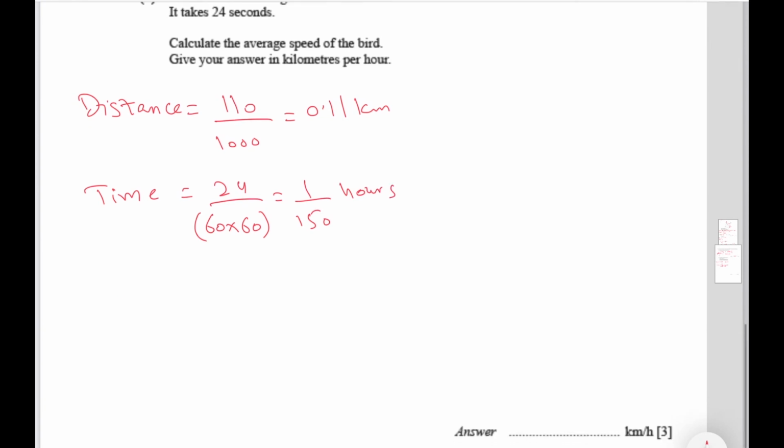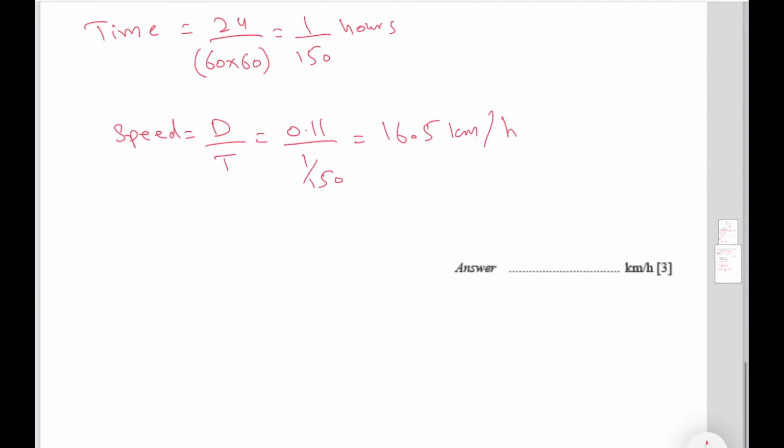Let's find the speed now. So the speed can be calculated by dividing the distance by the time. So the distance is 0.11 kilometers divided by 1 over 150. Let's plug this into the calculator: 0.11 divided by 1 over 150. We end up at 16.5 kilometers per hour. So we write our answer over here, 16.5, and we're done.